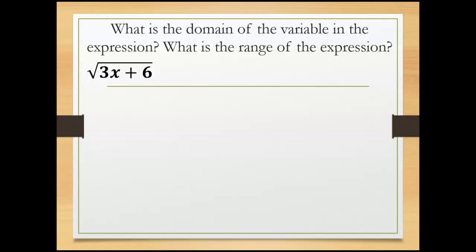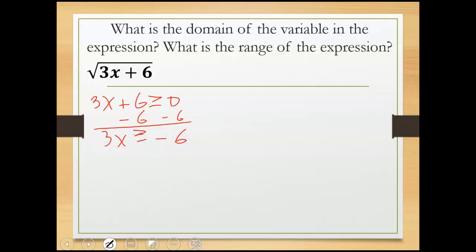What is the domain of the variable of this expression? What is the range of it? You can do the same thing. Again, remember to always pause the video and try it on your own. So we do the same thing. 3x plus 6 has to be greater than or equal to 0. Subtract 6 from both sides, to get 3x greater than or equal to -6. Again, we are going to divide by a positive number, so that will not change the inequality sign. So x is greater than or equal to -2.